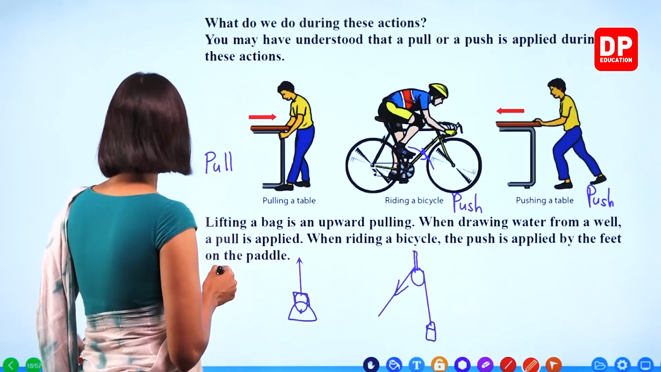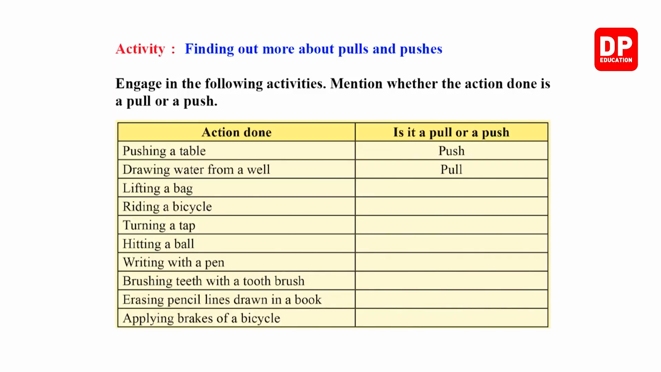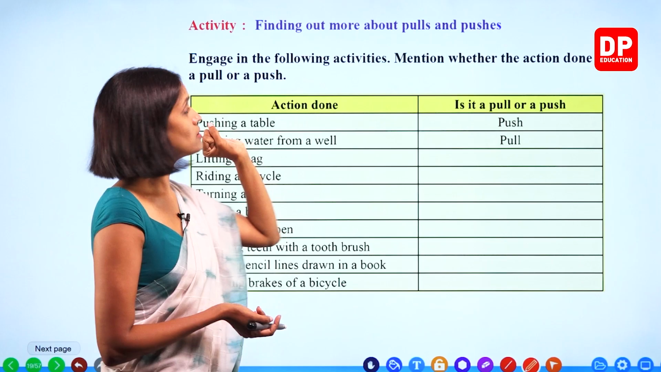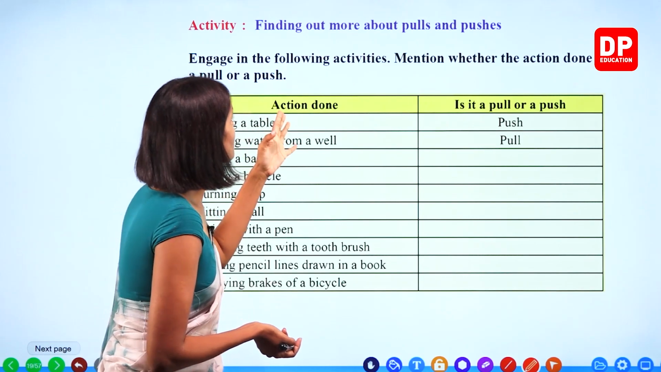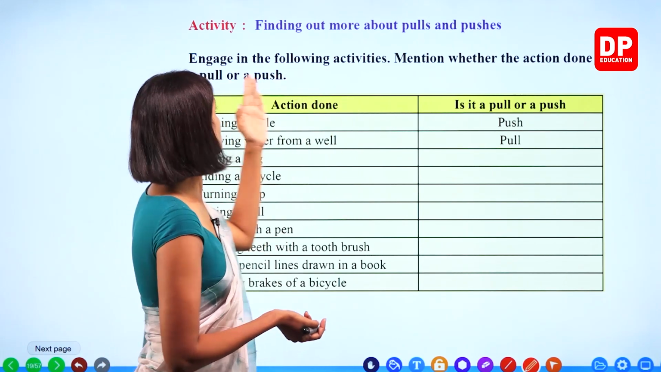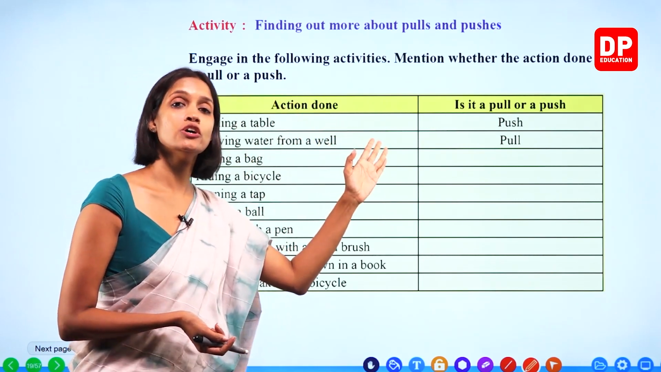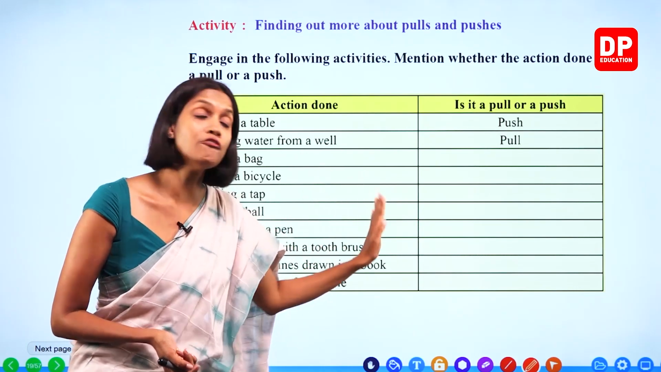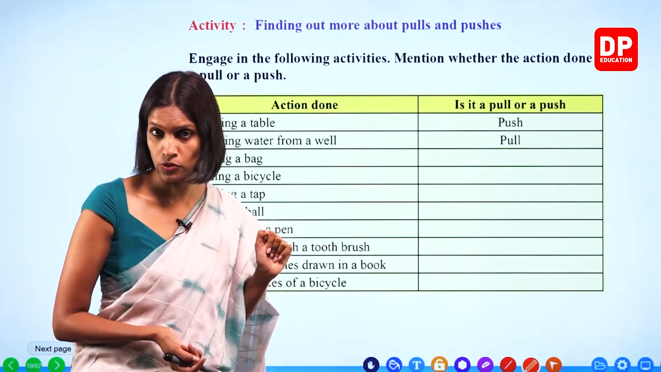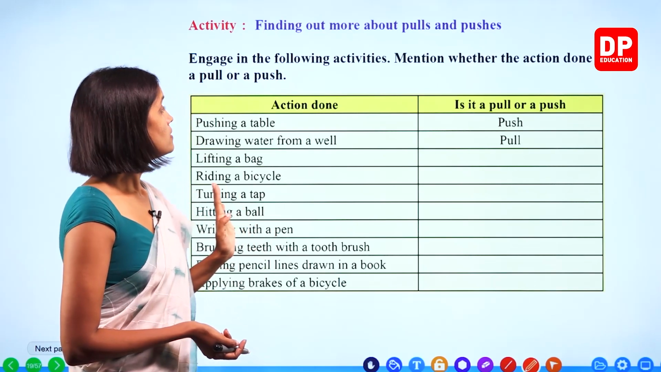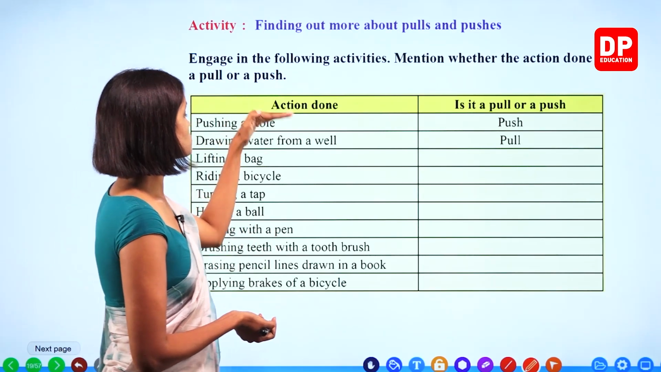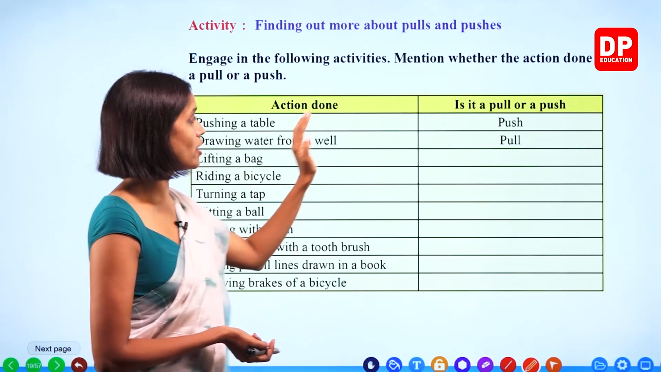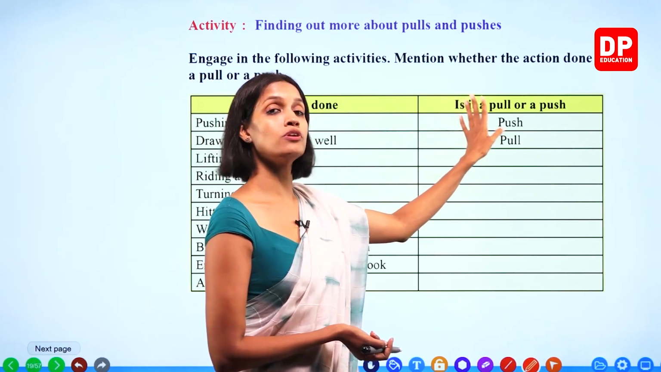So here we have to do this activity to understand this better. Activity: finding out more about pulls and pushes. Engage in the following activities. Mention whether the action done is a pull or a push. You all have to do this now by yourselves, and after doing that, you have to watch this video. We will go through this list given. For each action done, you have to mention whether it is a pull or a push.